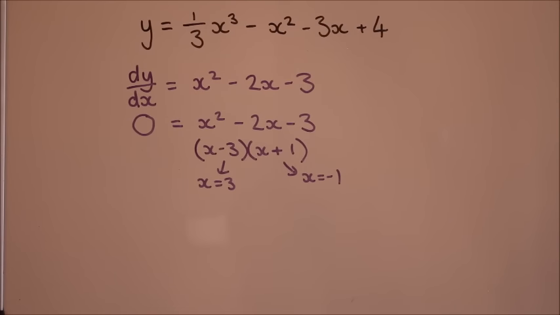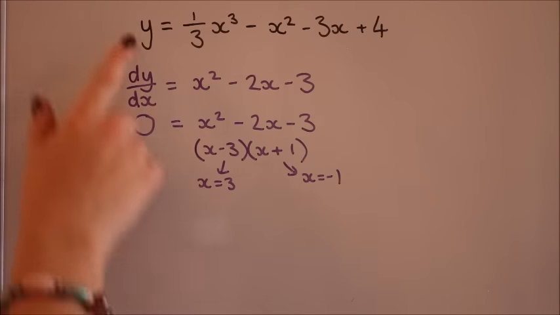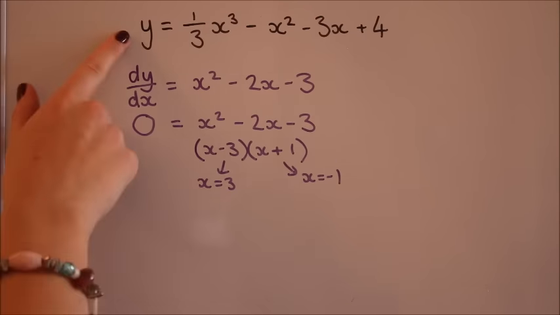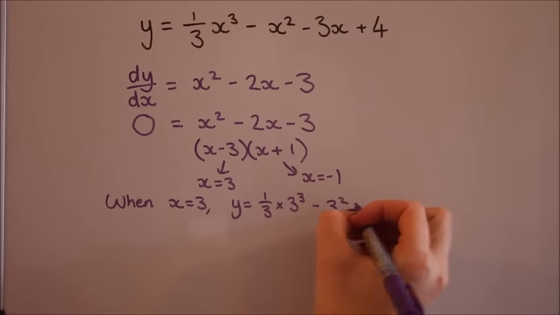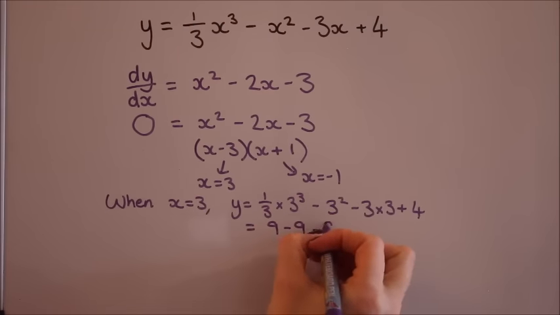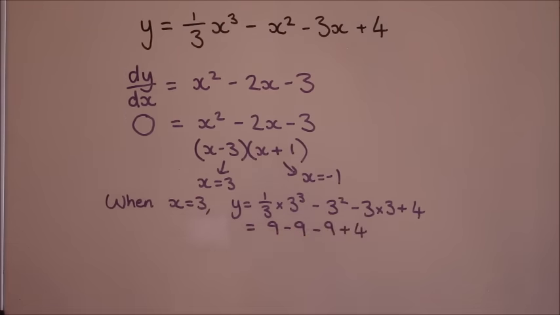If you wrote down this question, you might notice that it actually says find the coordinates, not just the x coordinates. So we need to find the y coordinates as well. So we need to put them back into the original equation to get y. Just be mindful of those negative signs there. A minus number squared is positive, and then you're taking it away, so it's still negative. Well done if you got that one right.